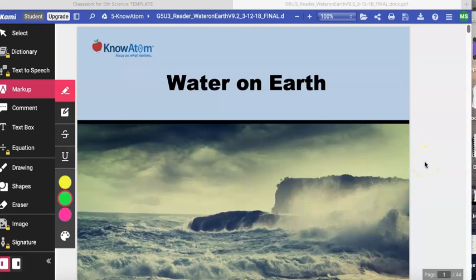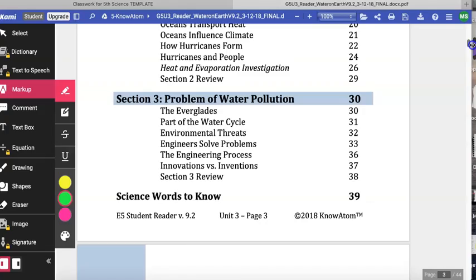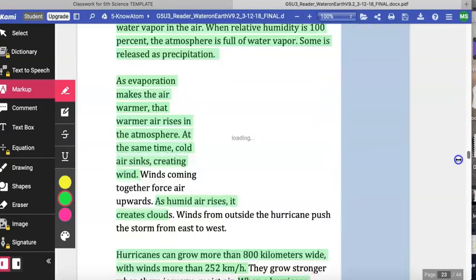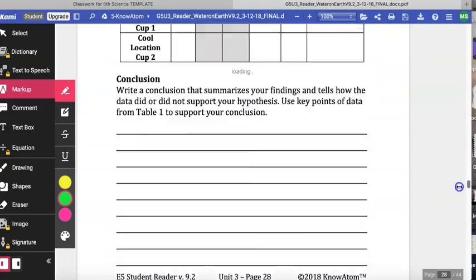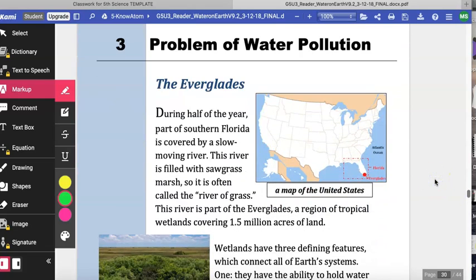Today we are going to read and highlight Lesson 3 of Unit 3, Water on Earth. Open up your student reader to page 30 or scroll down to page 30 in your electronic student reader so we can begin to highlight. The problem of water pollution.